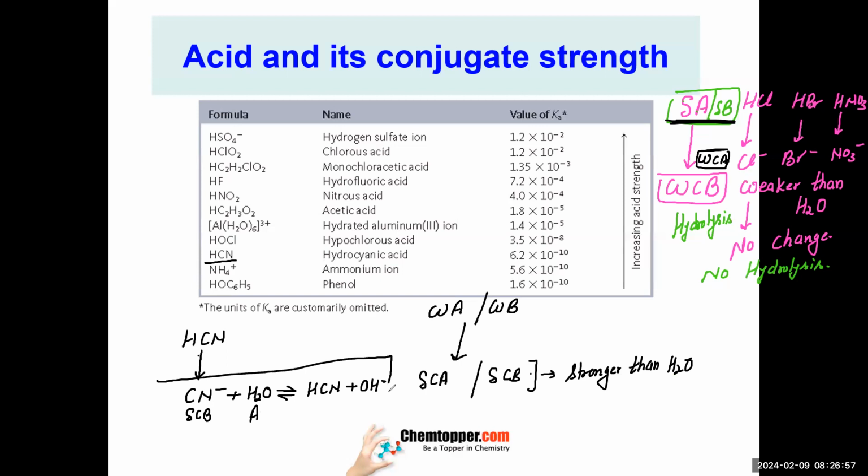Please learn all these equations, how to write them. This is called hydrolysis of CN minus. Why is CN minus reacting with water? Because it's stronger than water, a stronger base than water. So it will force water to give H plus. See, it's gaining H plus, right? Check here. It's taking H plus, so it's a base. And water is donating H plus, so it's an acid. Is it okay?